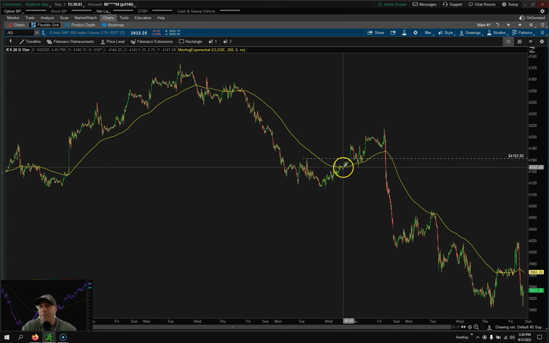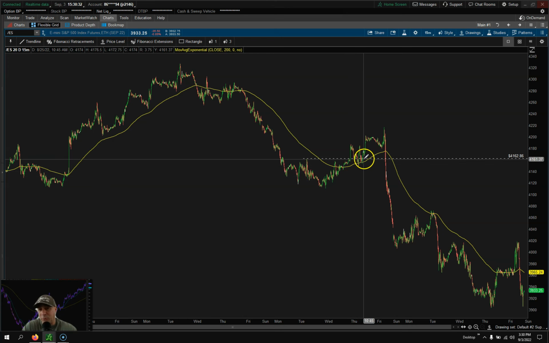On that pullback, see how we're sloping up now with that 200 moving average? That would be a buy point for me, knowing that, okay, hey, we have support, the line is sloping up, and we also are trading with the trend, which is what we want to see. Now, my stop loss, I would probably look for a major swing high, swing low, something like that.